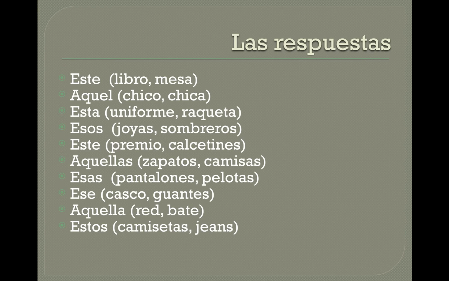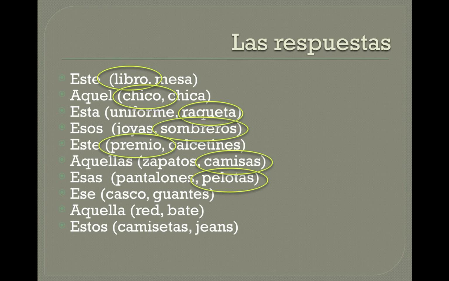The decision that you need to make is being able to match in gender and number. So we have este is masculine and singular, libro would work there. Aquel, masculine and singular, chico. Esta is feminine and singular, so uniforme wouldn't work because it's el uniforme. La raqueta would work. Esos sombreros, because joyas is feminine. Este premio, because premio is singular along with este. Aquellas camisas, because they are feminine.